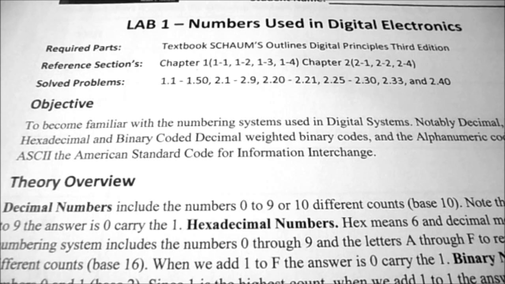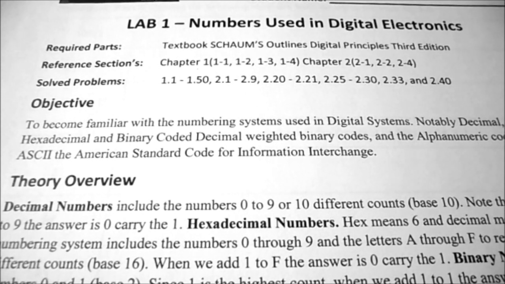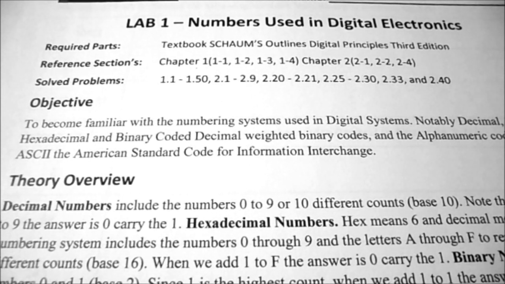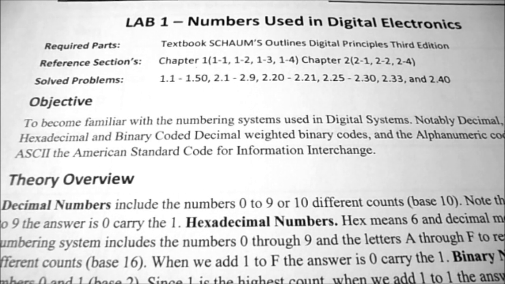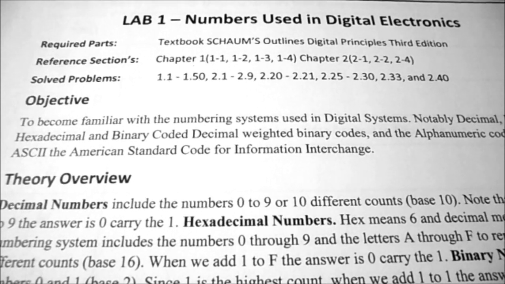The objective of this lab is to become familiar with the numbering systems used in digital systems, notably decimal, binary, hexadecimal, binary coded decimal, weighted binary codes, and the alphanumeric codes, specifically the ASCII, or American Standard Code for Information Interchange. So if you don't know any of these, then you really need to check out the reference sections because they explain it to you in great detail.